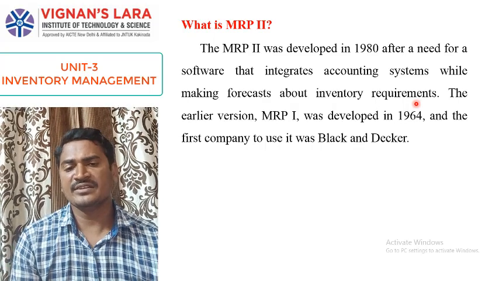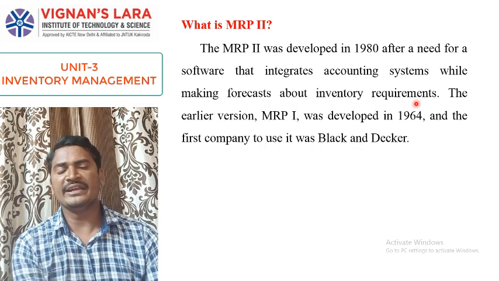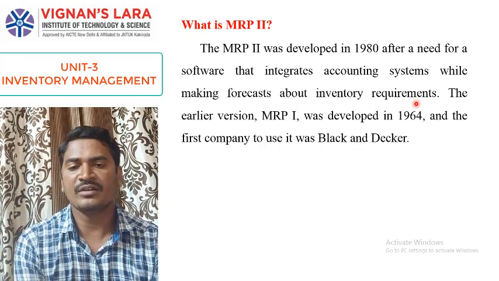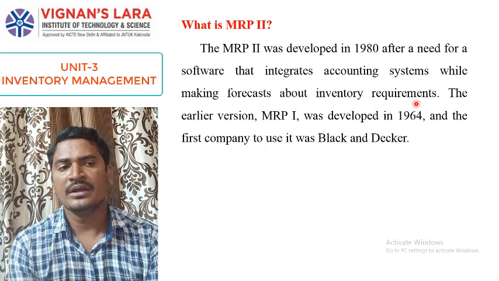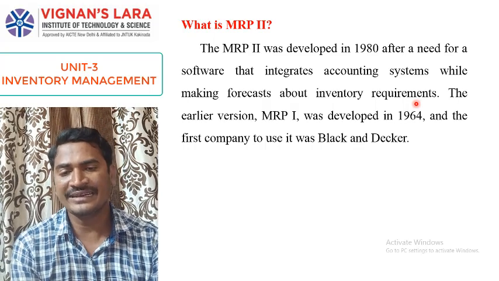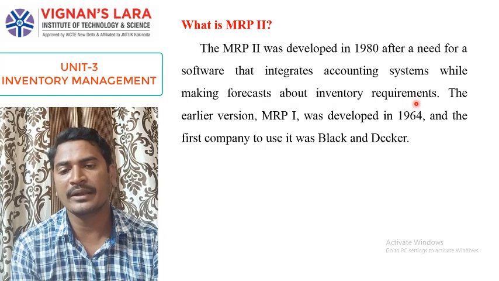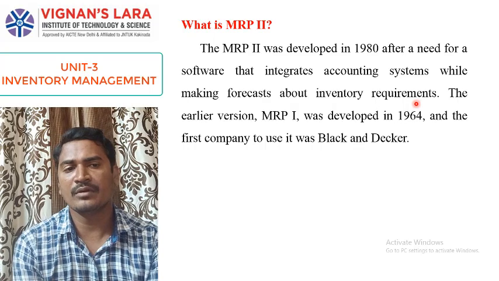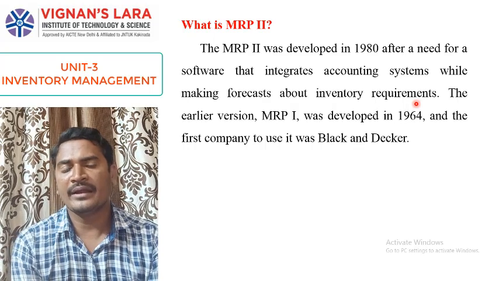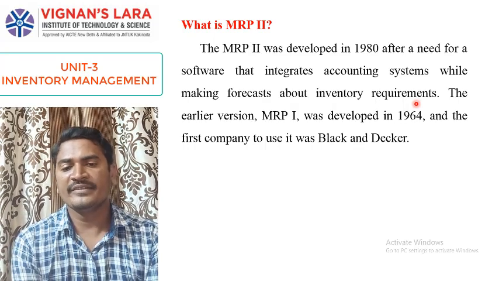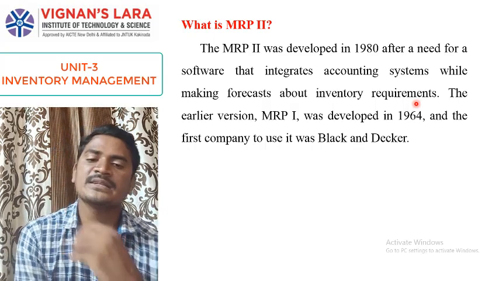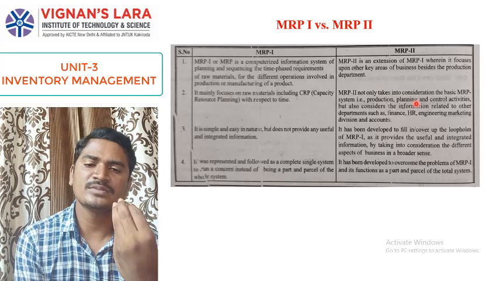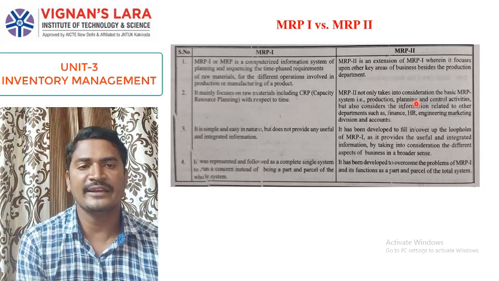Next, manufacturing resource planning was developed in 1918 after a need for software that integrates the accounting system while making forecasts about inventory requirements. Here it is an extension of material requirement planning. Firstly, material requirement planning was developed in 1964 by the Black and Decker company. After a few days, based on usage and the needs of society, they modified it and introduced manufacturing resource planning, which was developed in the 1980s.